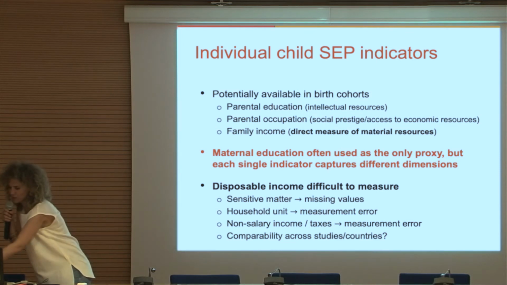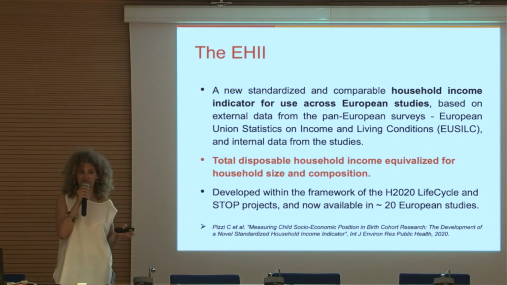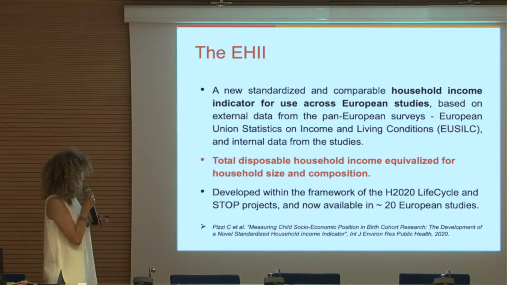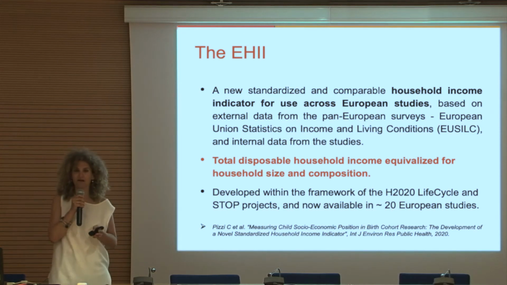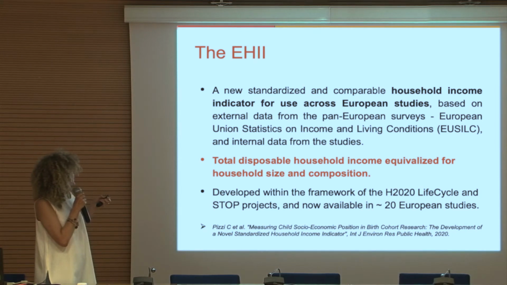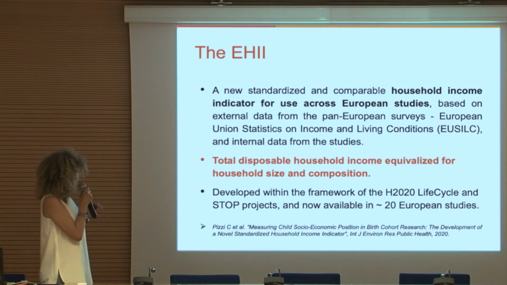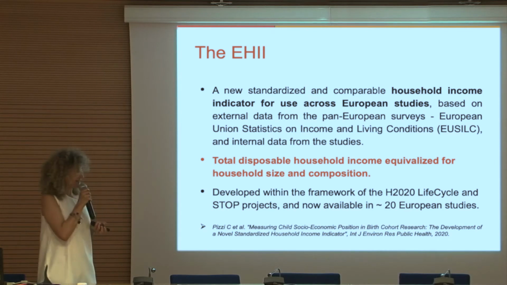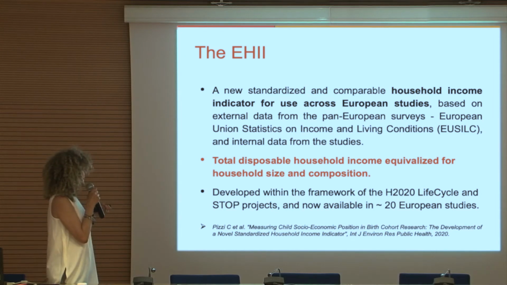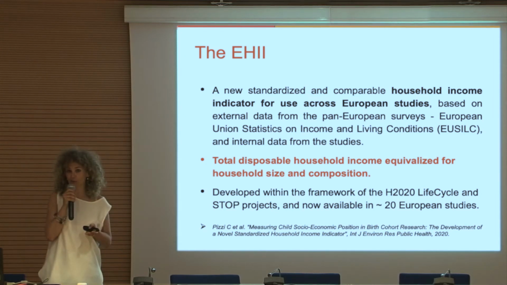This is why within the Life Cycle Horizon 2020 project, which is a project that brings together most of the European birth cohort studies, we have decided to develop an income indicator, which we have called the Equivalized Household Income Indicator. It measures the total disposable household income equivalized for household size and composition. So it takes account of the number of members in the household and their age. It is now available in approximately 20 European studies.